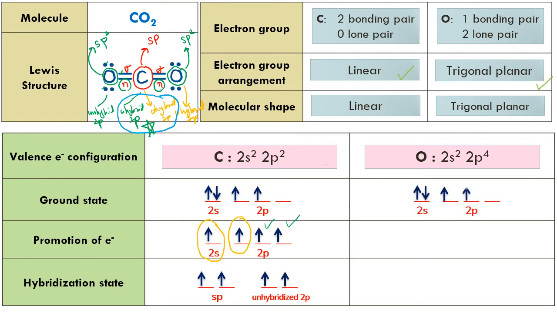Okay, so this is the Lewis structure, the electron configuration, and the orbital diagram for oxygen. Please take note that your oxygen over here has 2 lone pairs. So that means 2 orbitals will have lone pairs, this one and this one. Oxygen needs 2 bonds, so it already has 2 single electrons here. So for promotion of electron, nothing happens here. It's still the same. It's like this.